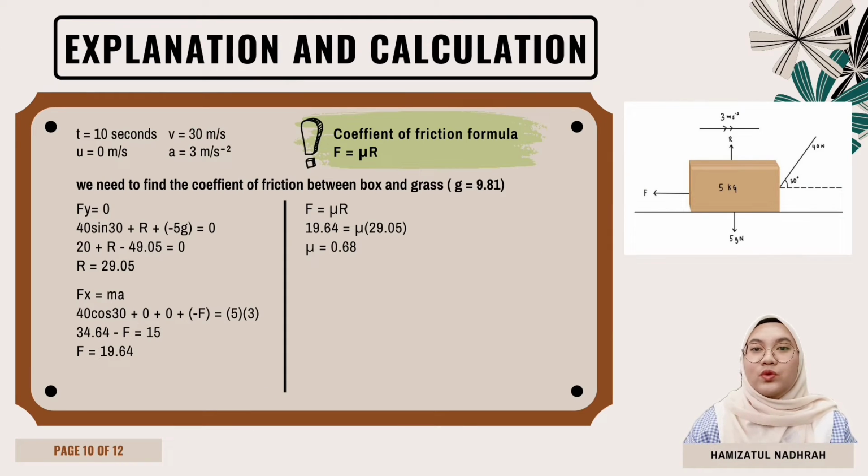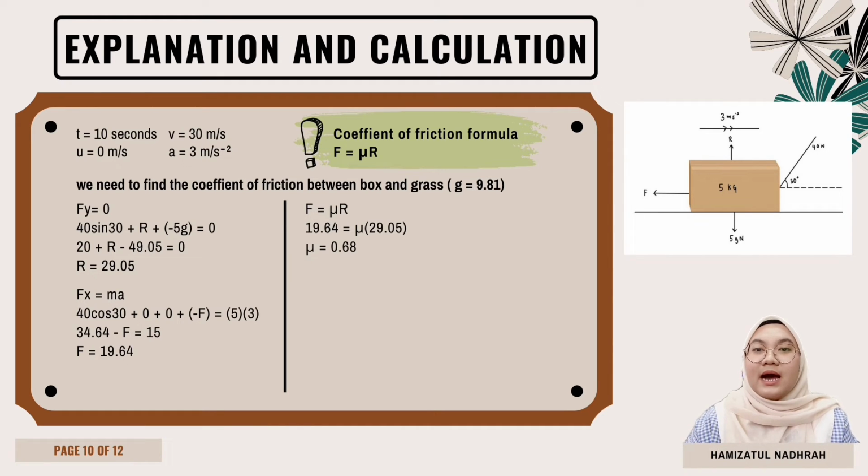Okay, so we move to the calculation of how to find the coefficient of friction. As you see in the slide, there is the formula for coefficient of friction, F equal to mu R, where F refers to frictional force and R refers to normal force. The first step is we label Fy equal to 0 and we write 40 sin 30 plus R plus negative 5G. G is equal to 9.81 and we get R equal to 29.05.